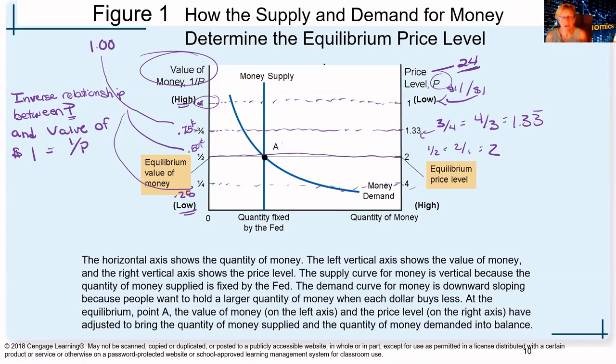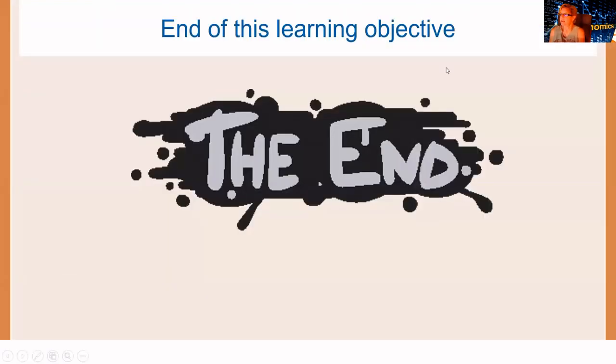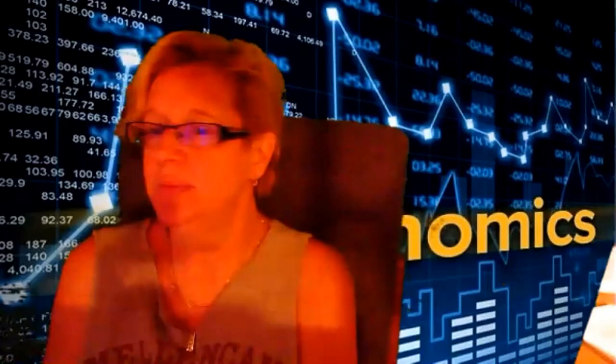Okay, so this one's an important graph, and I really want to make sure, take some time, rewind this if you need to, make sure you understand how we look and interpret this particular graph. That's the end of this learning objective.